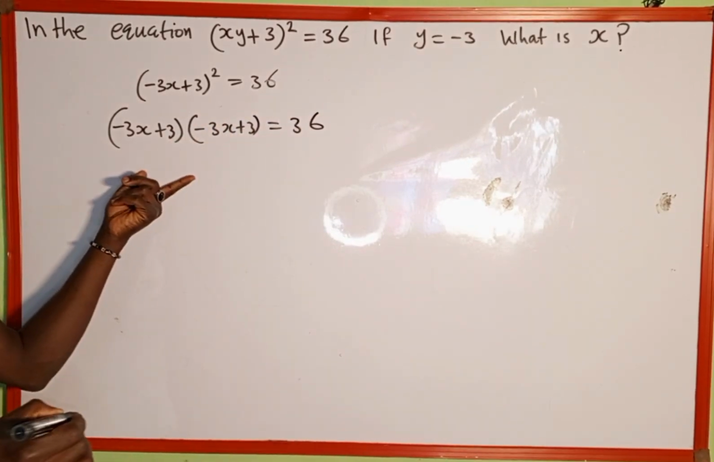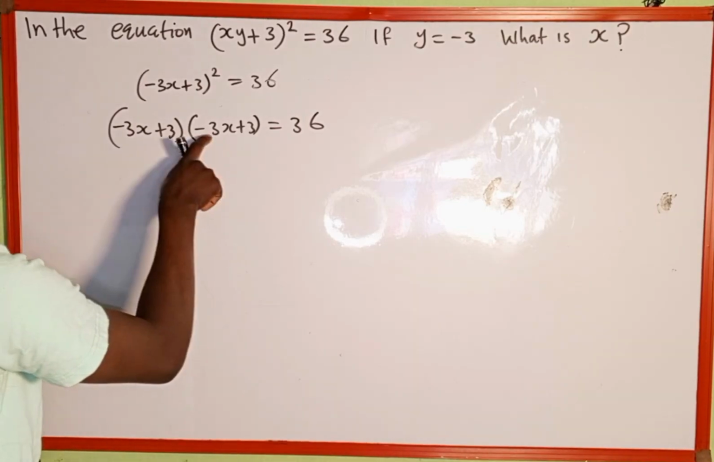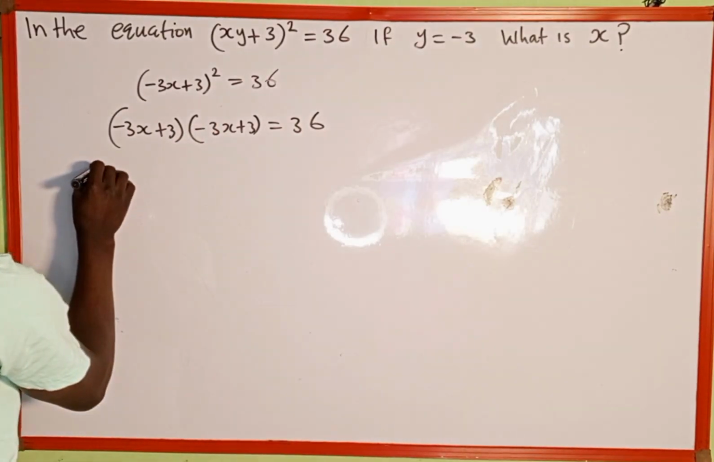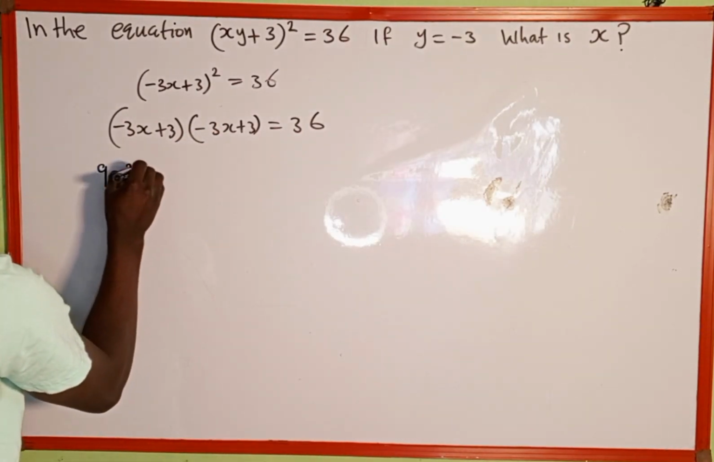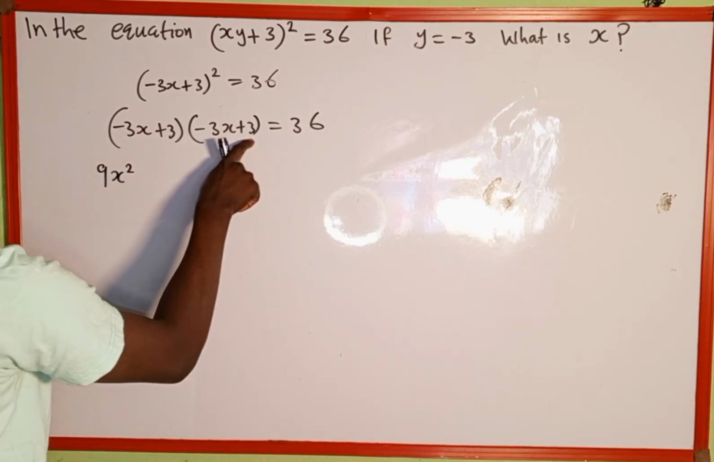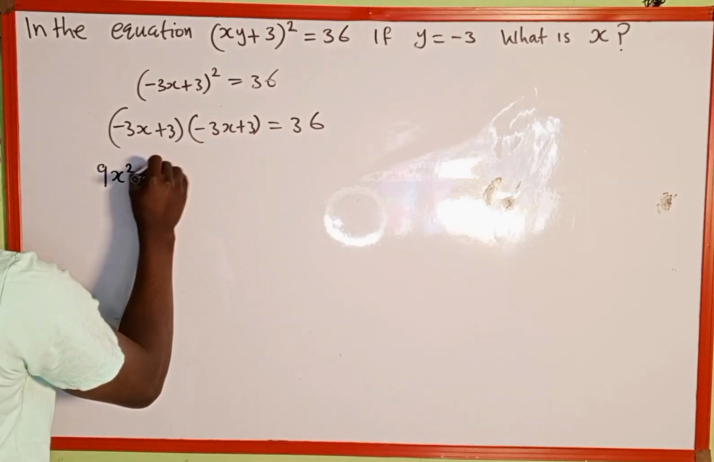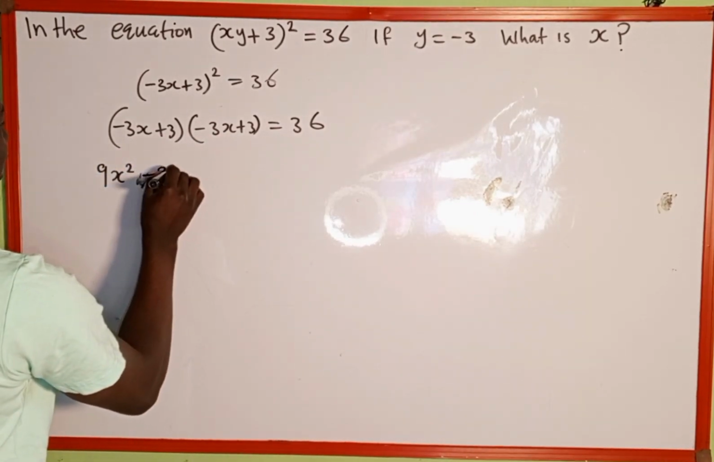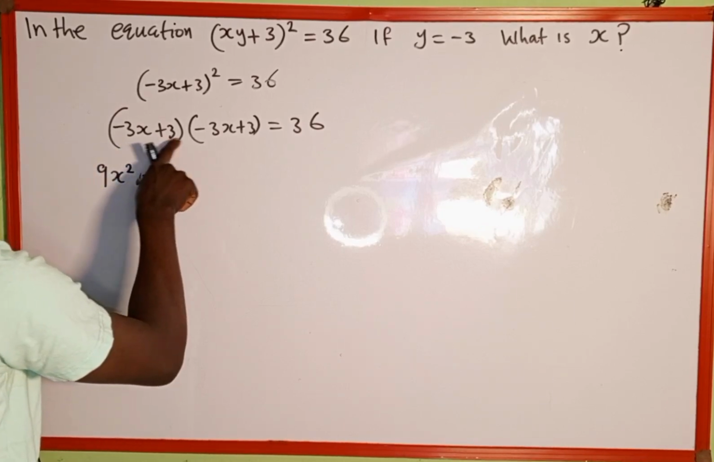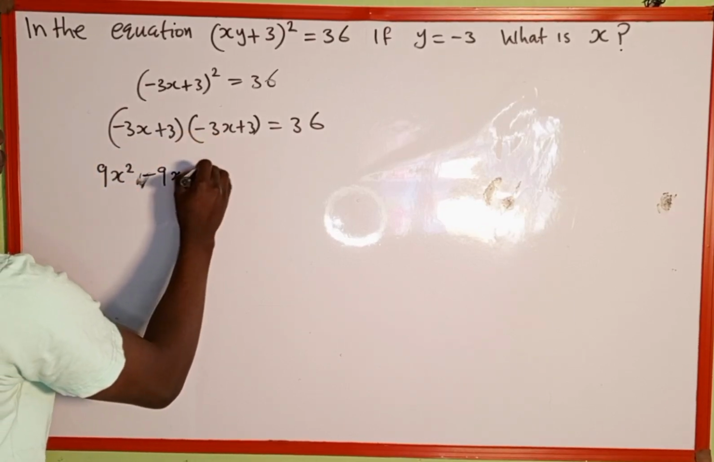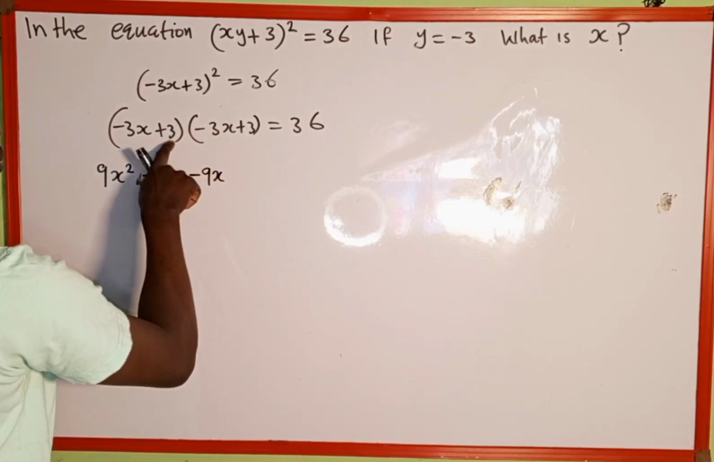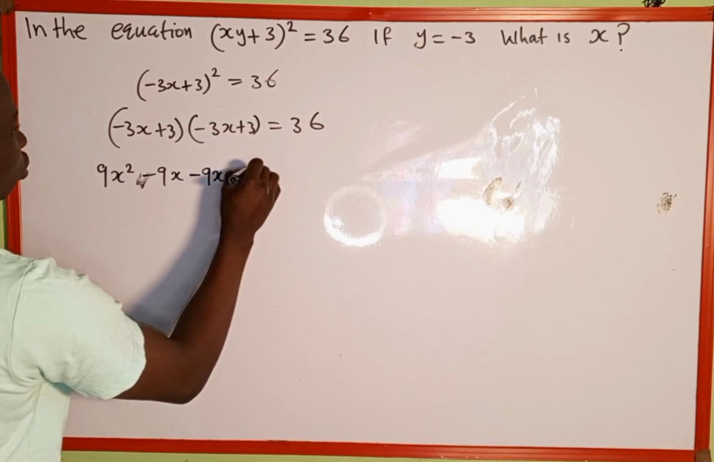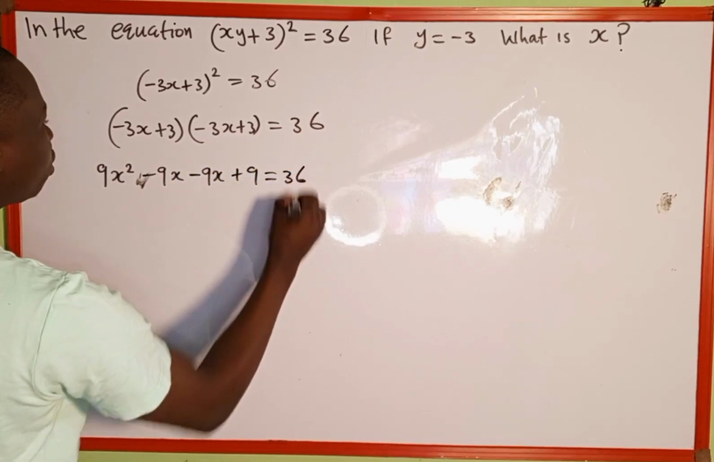Now we're going to expand this bracket. Negative 3x multiplied by negative 3x gives us positive 9x squared. Then negative 3x multiplied by 3 gives us what? Negative 9x. Then 3 multiplied by negative 3x gives us negative 9x. Then 3 multiplied by 3 gives us positive 9, which is equal to 36.